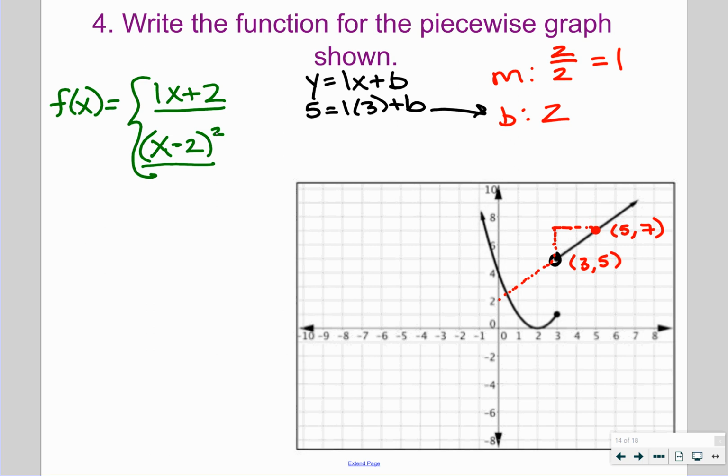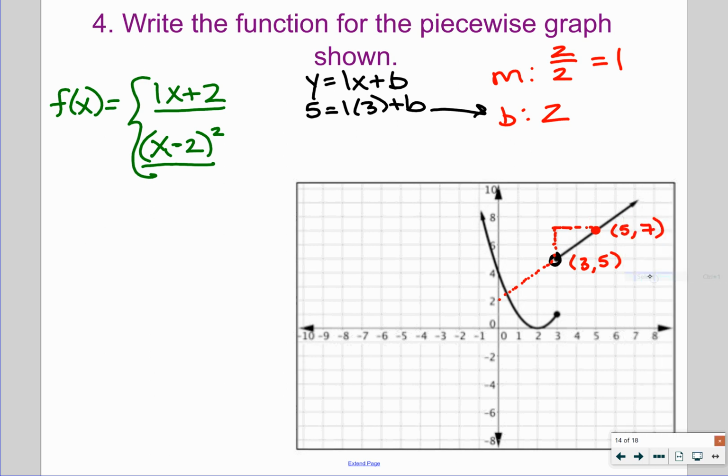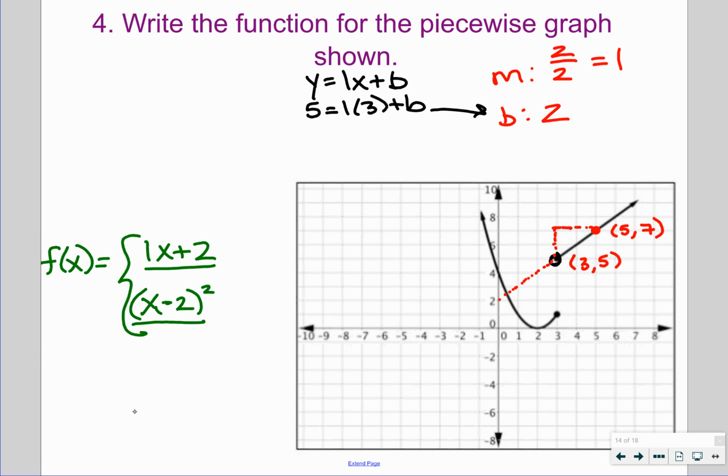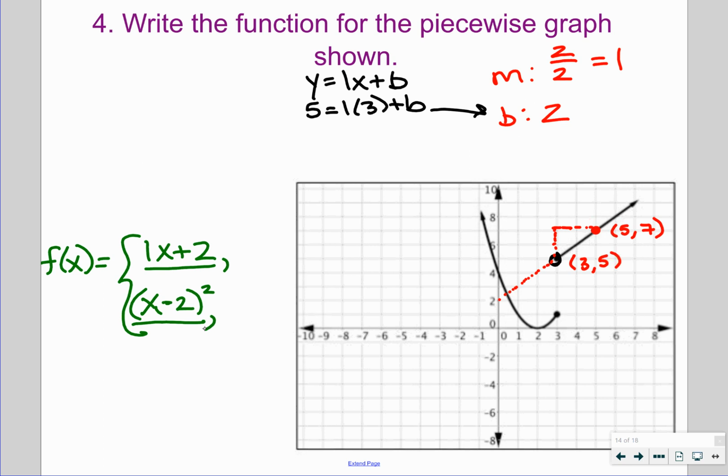Now, the only thing I'm missing here is I need to restrict the domain a little bit. Let me give myself maybe a little more space. Move that down a little bit. There we go. Okay, so for each of those, I need to say the x value that it shows up at. So for the line, what's the first x value that that line shows up at as I read the graph from left to right?